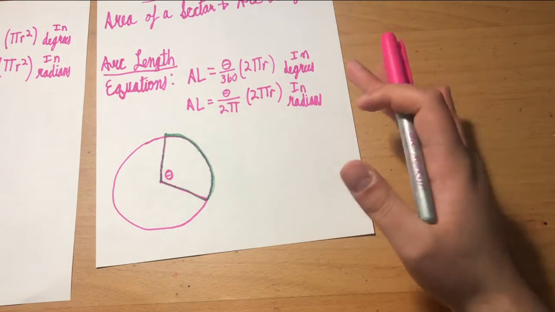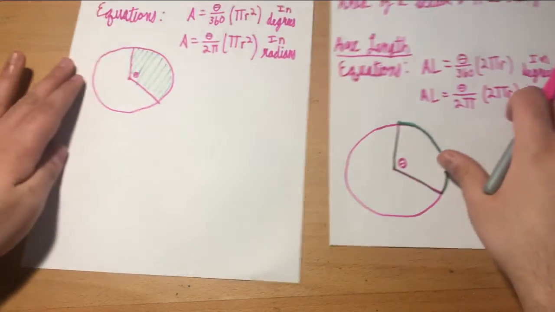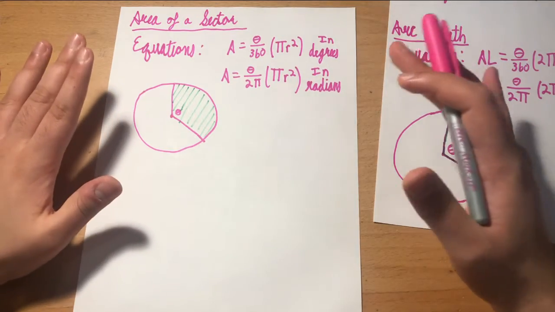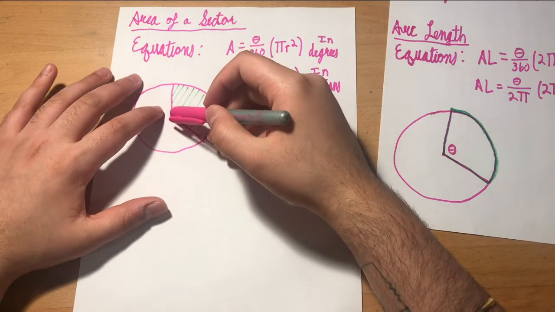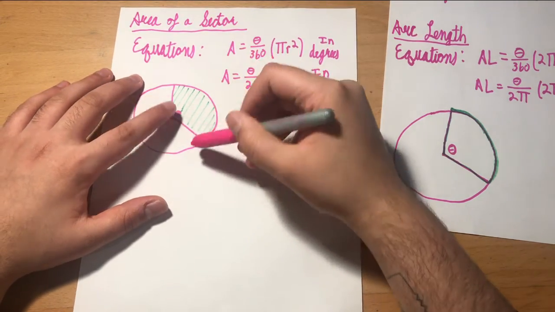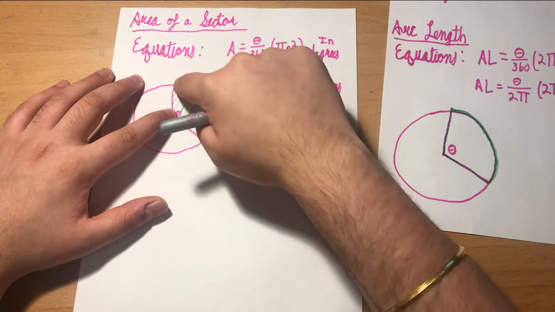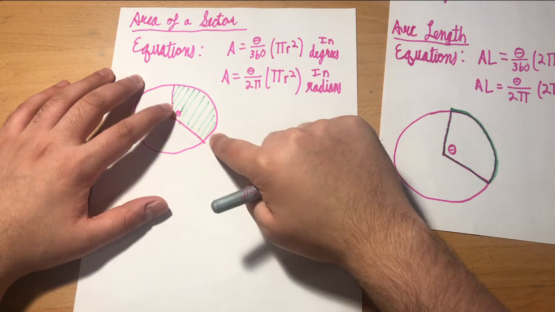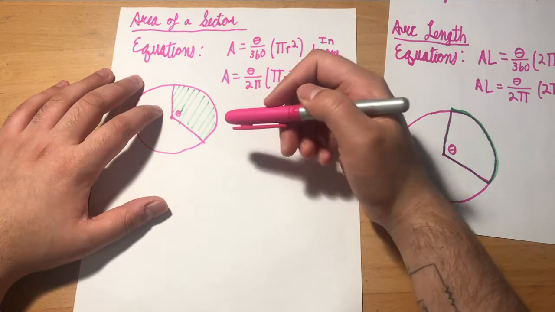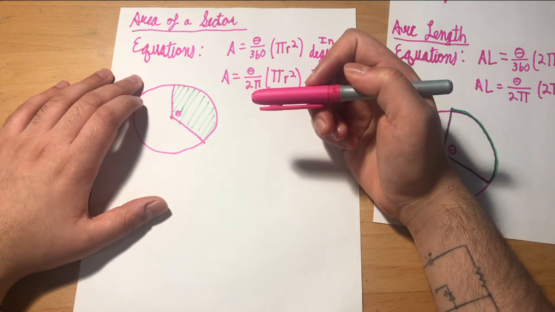Now to talk about area of a sector. Very similarly, area of a sector is you have two radii like this, and rather than finding the distance around between these two points on this curve, you're finding the space in between. The area of that sector.